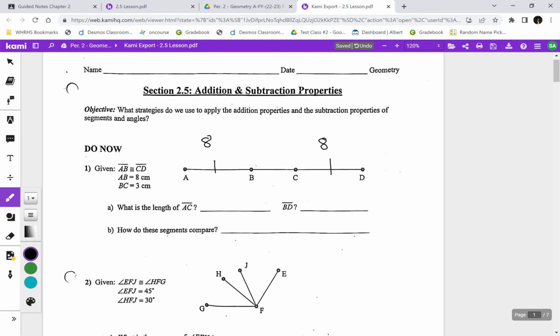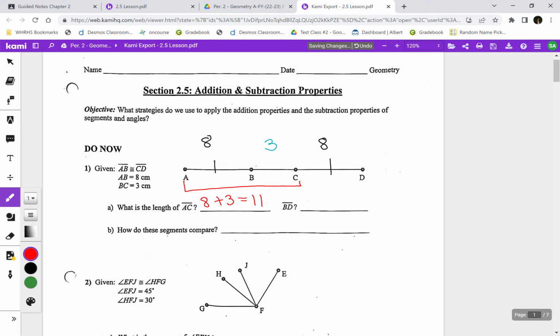Then it says that BC is 3 units long. Now, we want to find the length of A to C. Can someone tell me what are we adding together to find the total length of AC? AJ? Good. The length of AC is going to be 8 plus 3, which equals 11.